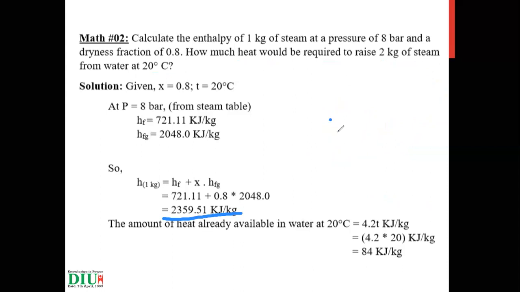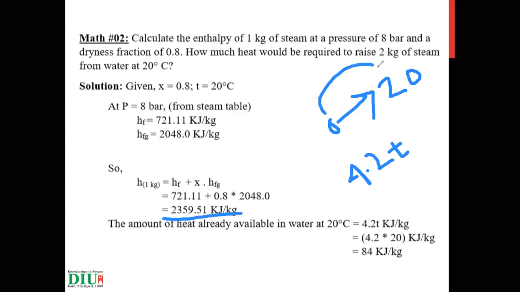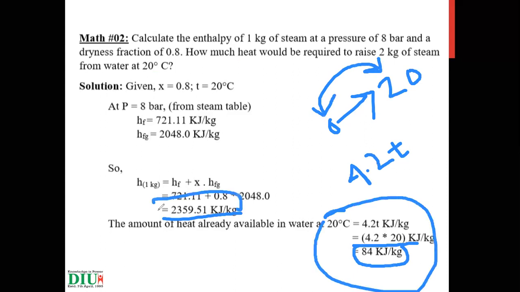So from 0 to 20, if I want to find out, we know that this is m s del t, that means 4.2 into t, and t is the temperature difference. So 0 to 20, what is the temperature difference? 20. Okay, so 4.2 into 20, that means 84 kilojoule per kg. So this heat we have to subtract from this total heat, because it is from 0 degrees Celsius, but we need from 20 degrees Celsius.